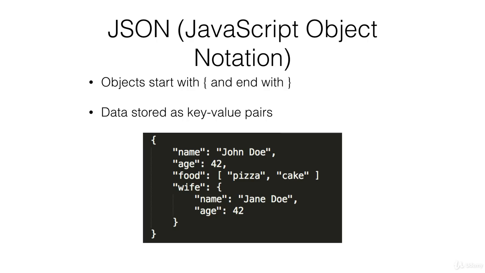Here's an example of an object. You can store strings like John Doe, or you can store numbers like 42 without quotation marks. And you can also store arrays, for example, this array of strings right here. You can also store objects within objects.